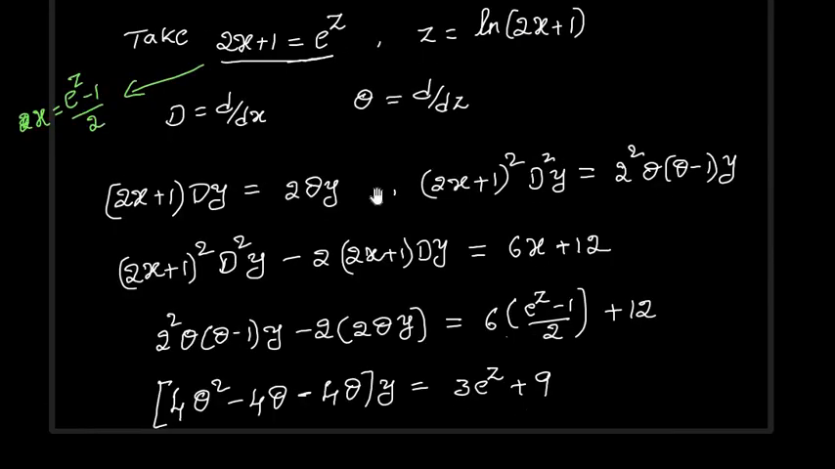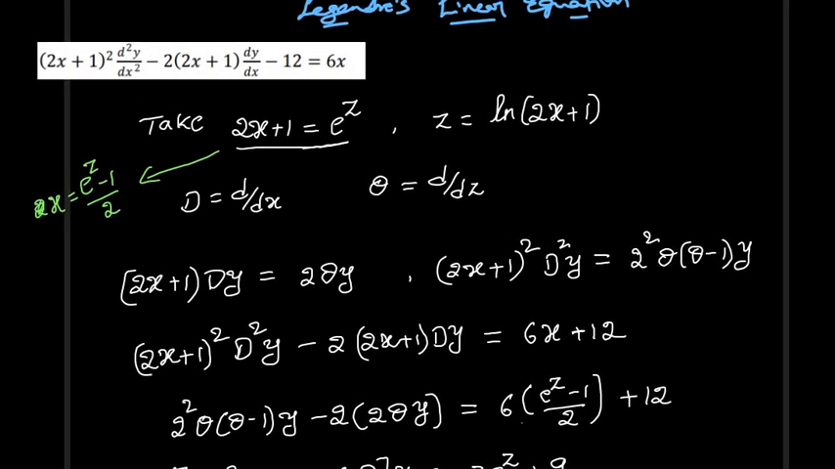Alright, so the only thing you need to make sure here is you need to take this entire expression as e^z. Okay, and when you write (2x + 1) d times of y, that becomes 2 times θ y.